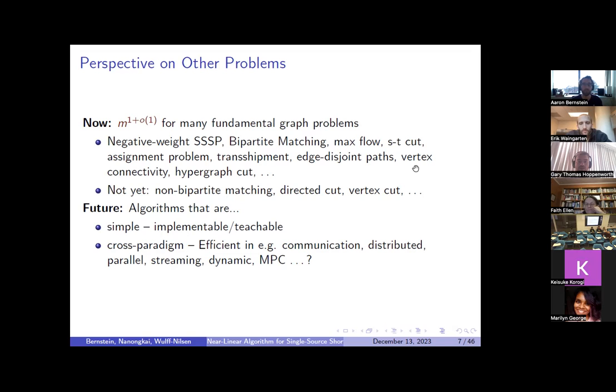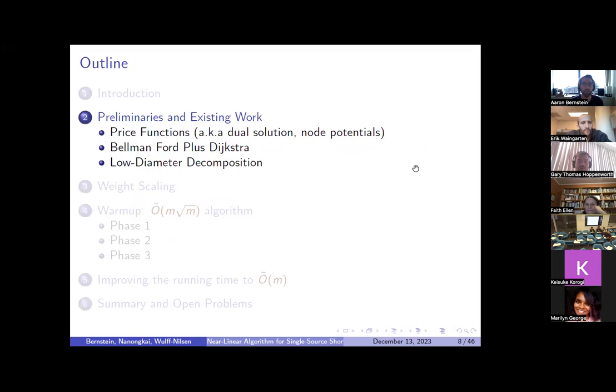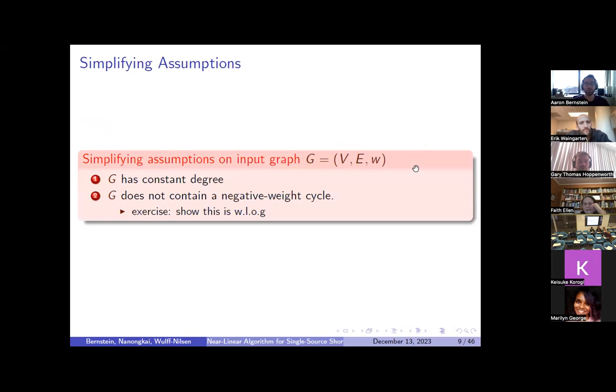Okay, so let's then talk about the result. So I'm going to start with some preliminaries. So first off, in general, just some simplifying assumptions. Just think of the graph as having constant degree. Think of there as not being a negative weight cycle. You can assume this without loss of generality.